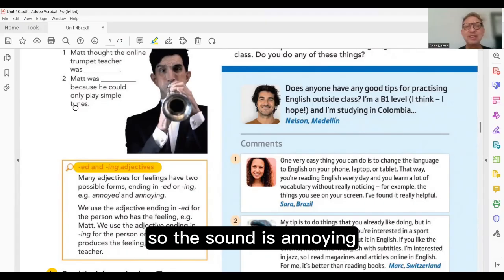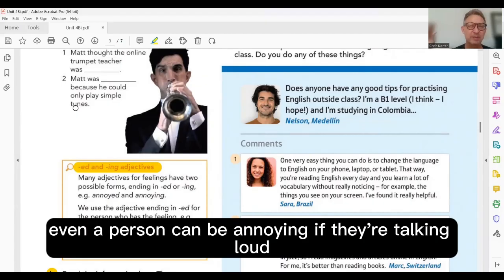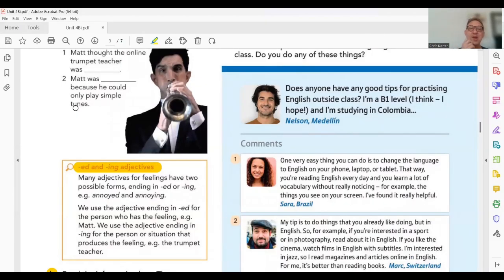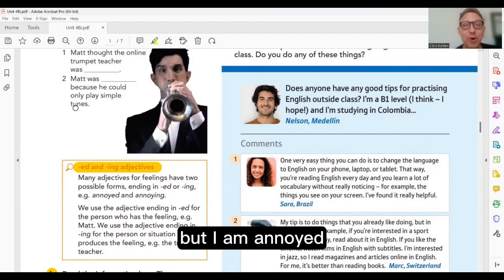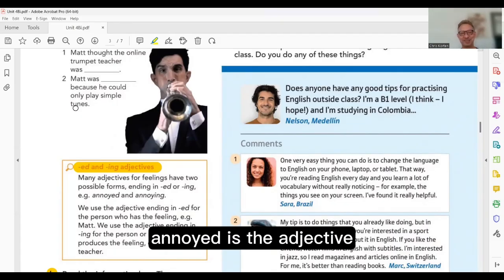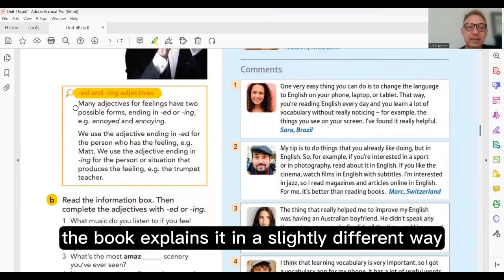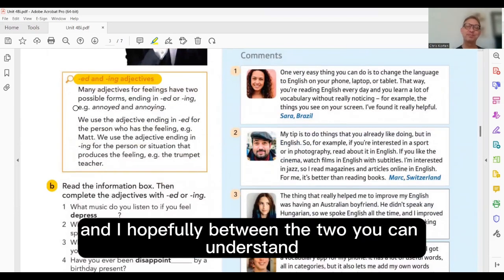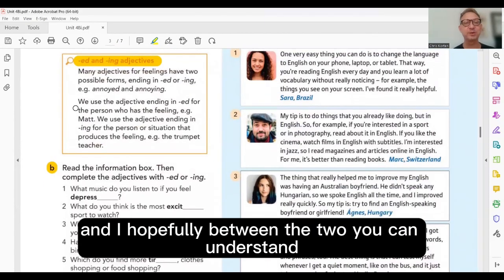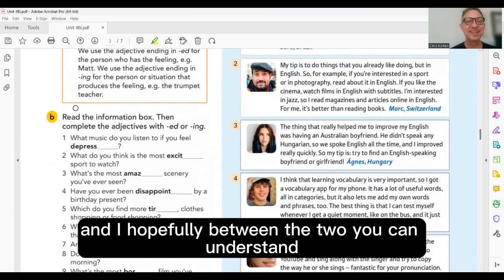So the sound is annoying. The chatter is annoying. Something is annoying. Even a person can be annoying if they're talking loud. But I am annoyed. Annoyed is the adjective. All right, the book explains it in a slightly different way.